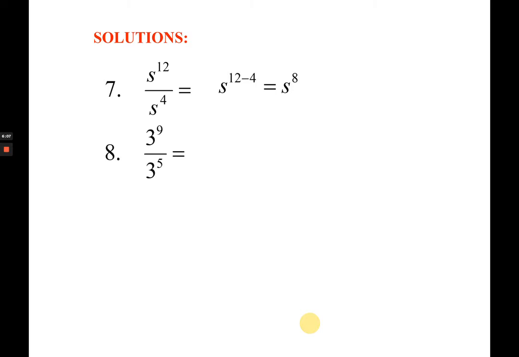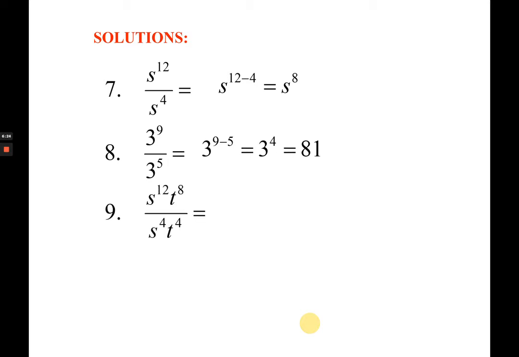Number 8, you have 3 to the power of 9 divided by 3 to the power of 5. 9 minus 5, it's 4. 3 to the power of 4 can be simplified into 3 times 3, 9. 9 times 9, 81.